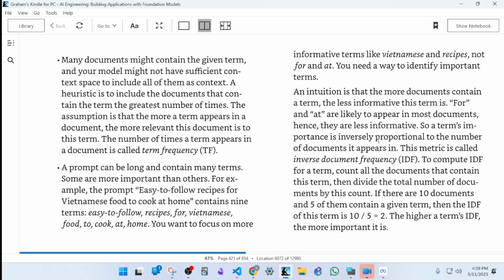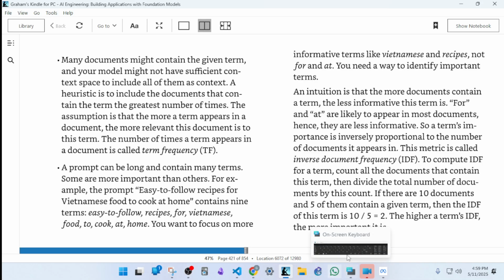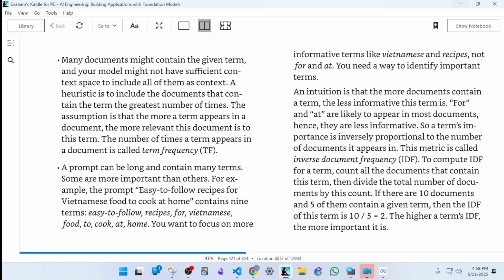Oh, I see. So let's say you have 10 documents, and across each of these 10 documents there are words that are common to each. Those words are less important because they show up in every document. They're not unique to one document or the other.